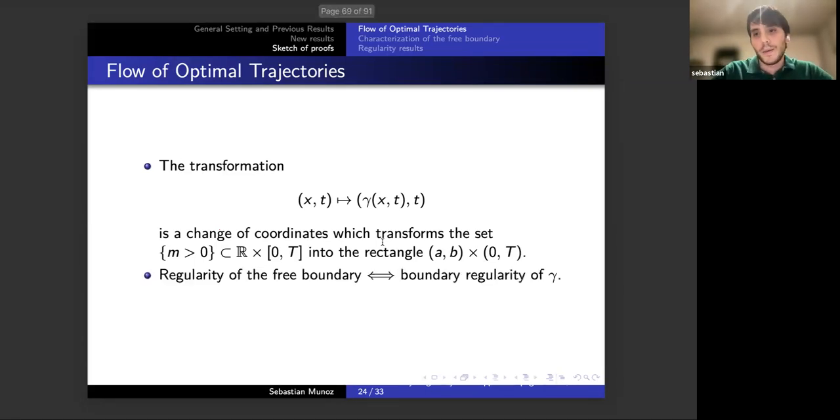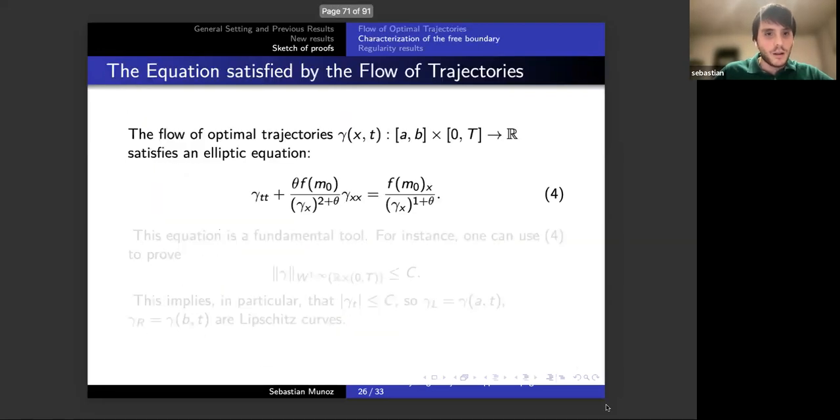So therefore, given these comments, proving regularity for the free boundary should be equivalent to proving regularity of gamma at the sides of this rectangle, the rectangle AB times (0,T). Okay. So what can we say about this flow of optimal trajectories?